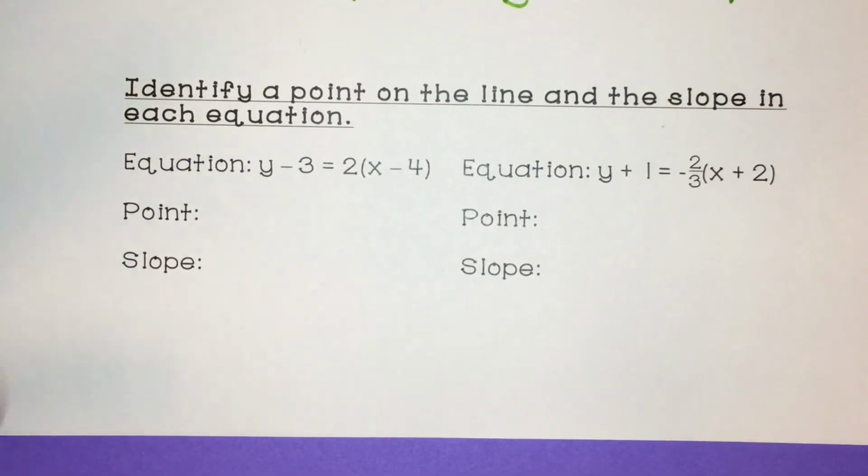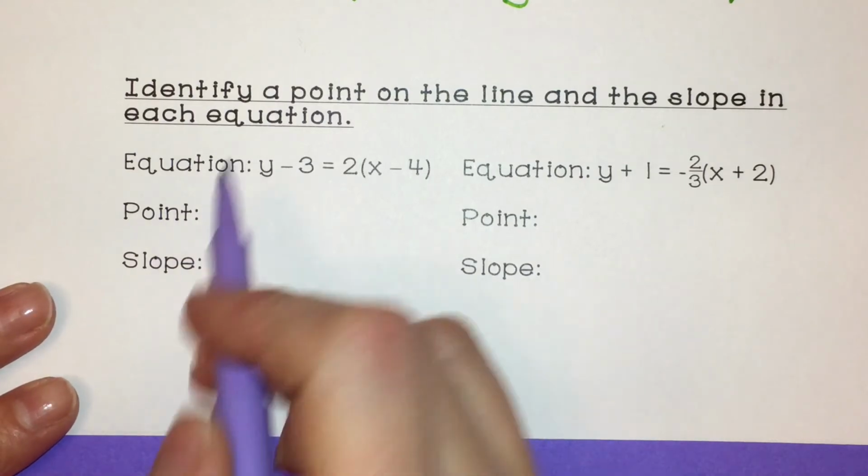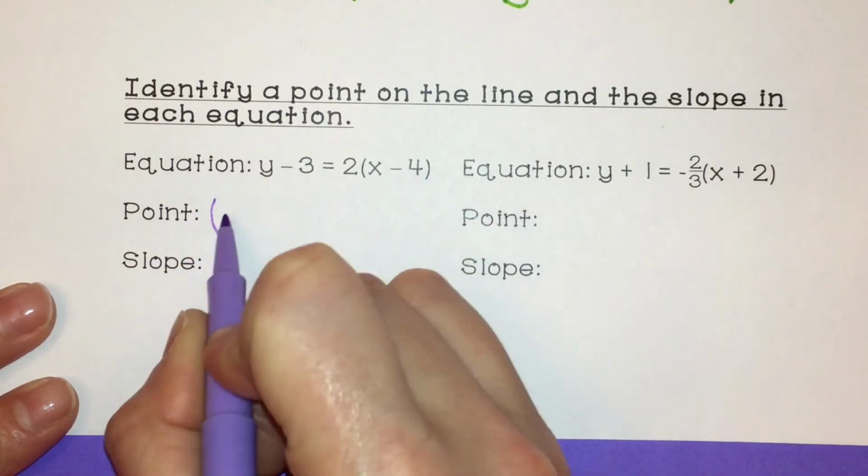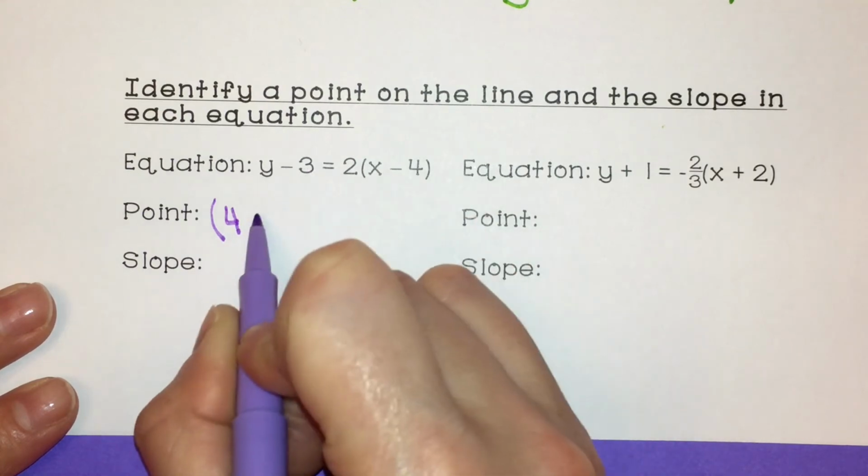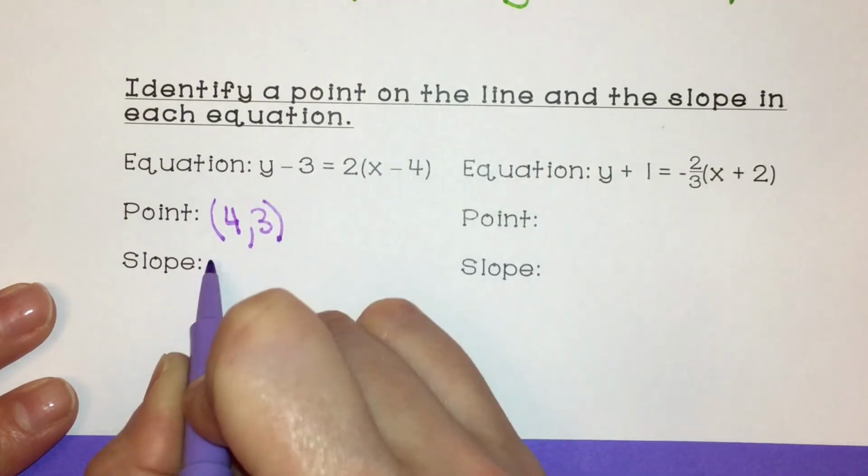All right, so this one, I want you to identify the point and the slope from the equation. Again, try it and then go through the answers with me. All right, so the point, the x value is 4 and the y value is 3. The slope is 2.